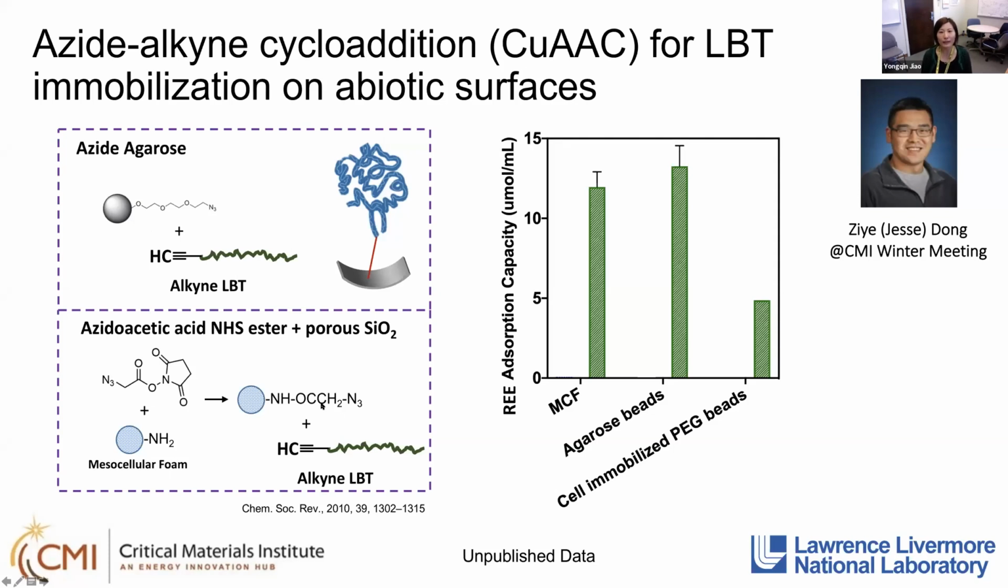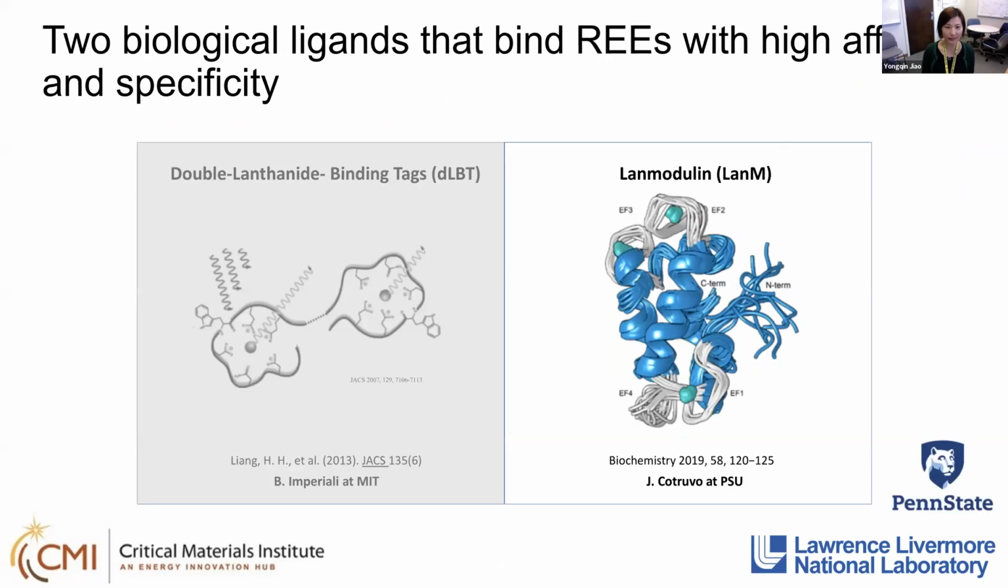He compared the rare earth adsorption with these two lanthanide binding tag functionalized surfaces, the MCF and the agarose beads. Preliminary results are already showing that the rare earth adsorption capacity is 2 or 3 times higher than what we're able to achieve with the cell-immobilized packed microbeads that I previously mentioned. This is really promising, and Jesse is going to present this work at the CMI winter meeting, with a lot more details and data.